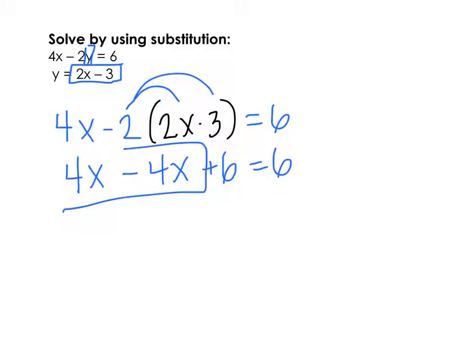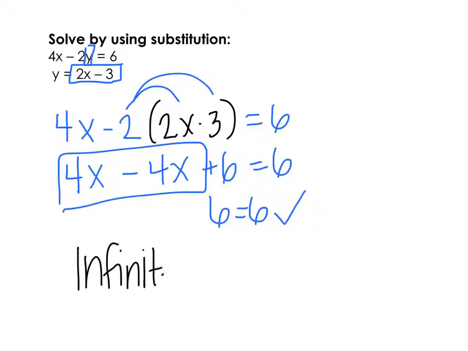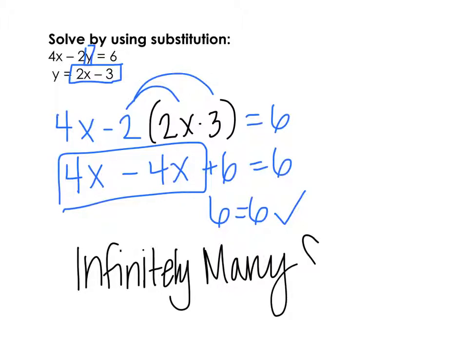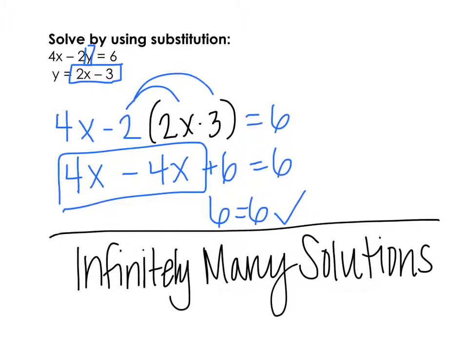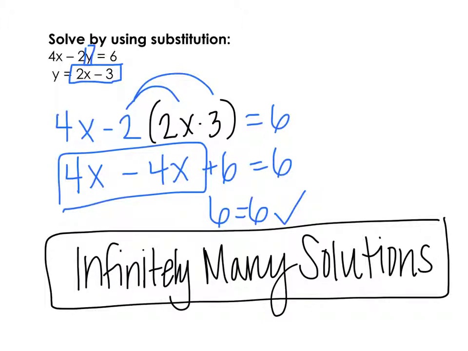Now notice when I combine like terms, my x's are going to go away, and I'm left with 6 equals 6. This is a true statement, and if you ever get to something like this, that means you have infinitely many. Now, if the statement was not true, that would mean that there's no solution. But because 6 equals 6 is a true statement, there's infinitely many.